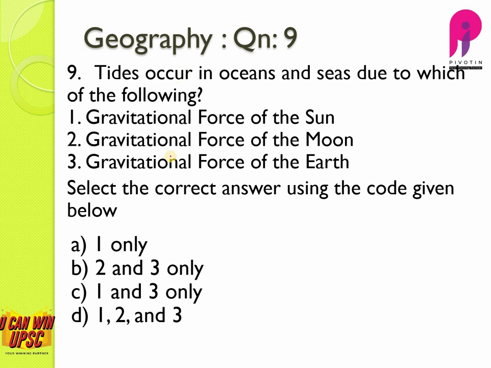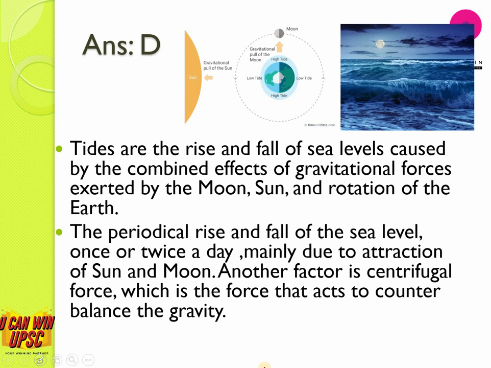Question number 9. Tides occur in oceans and seas due to which of the following? Gravitational force of the sun, moon, and earth. All these three are correct. The answer is D, 1, 2, and 3. The periodical rise and fall of the sea level once or twice a day is mainly due to the attraction of sun and moon. Another factor is also the centrifugal force.